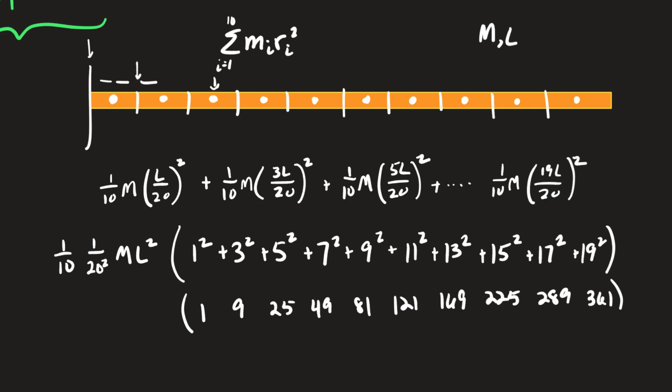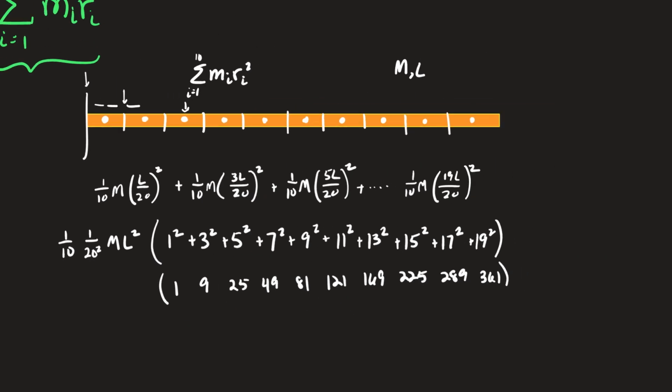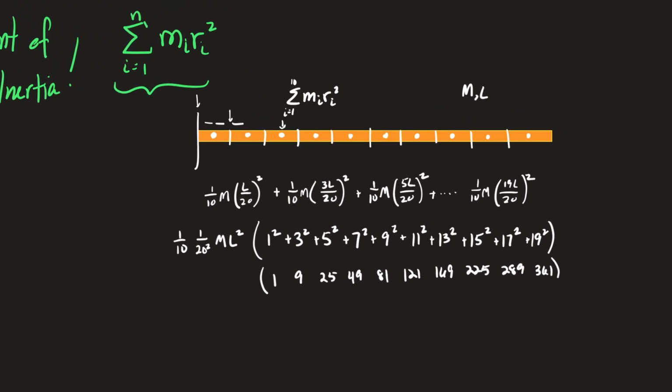There we go. Come on, only like 3 minutes left. 1330, thank you. So, if we take this and put it together, we will have 1330 over 4,000, right? Because that's 10 times 20 squared is 4,000, times ml squared.